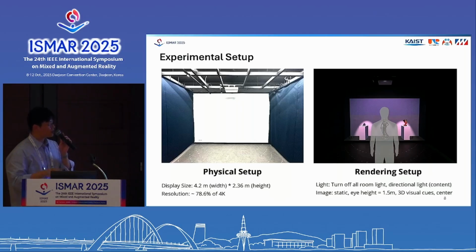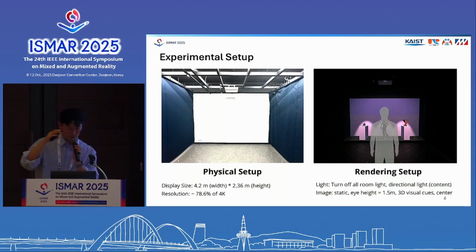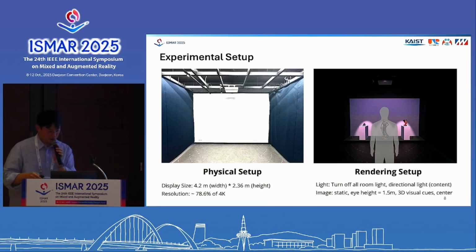The image is a static image, and we assume an eye height of 1.5 meters, which means this photo is taken by a virtual camera at a 1.5 meter height, and it has visual cues for 3D perception like shadows or light sources. We set the center as the sweet spot so that people can perceive some depth through this image.